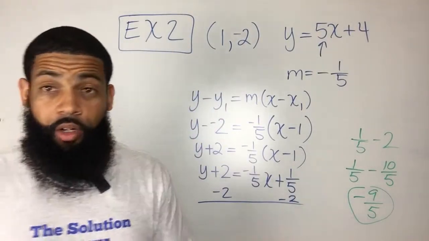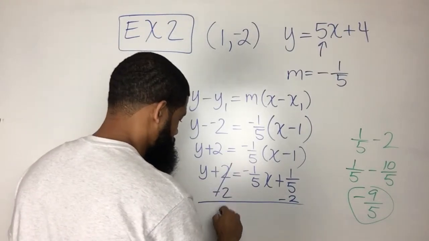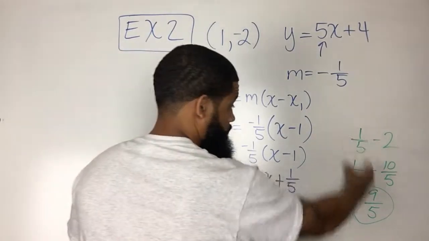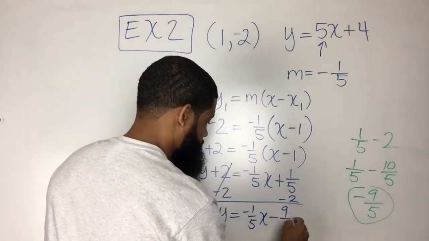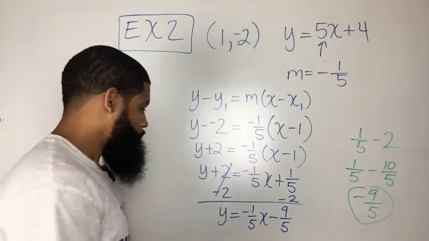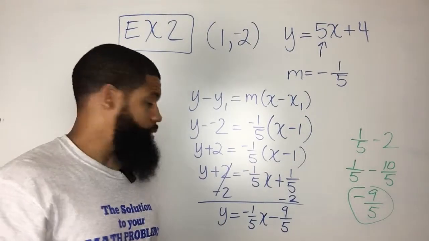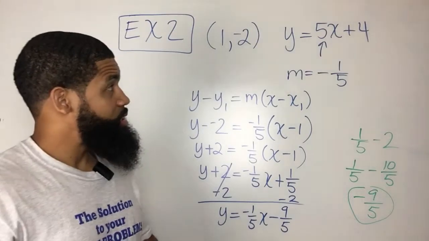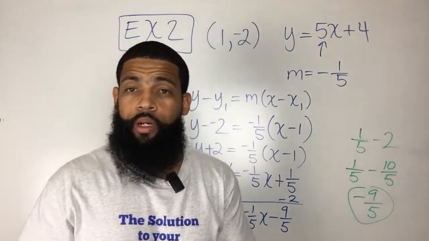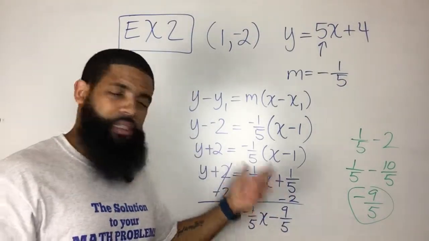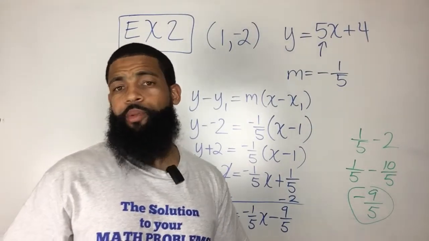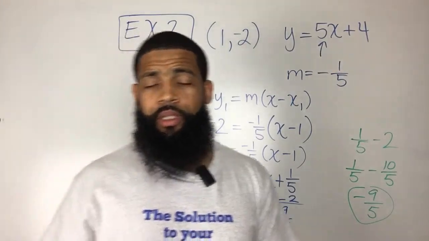So I can finish this off by simply saying those cancel. Y equals negative 1/5 x. 1/5 minus 2 is this over here, so minus 9/5. You can say plus negative 9/5. That's the same thing. So here, y equals negative 1/5 x minus 9/5 is perpendicular to y equals 5x plus 4. It also passes through the ordered pair 1, negative 2. Now, yes, it is an improper fraction. However, we don't have to change it to a mixed number. Depending on your teacher and the level of mathematics that you're doing, that'll determine that.